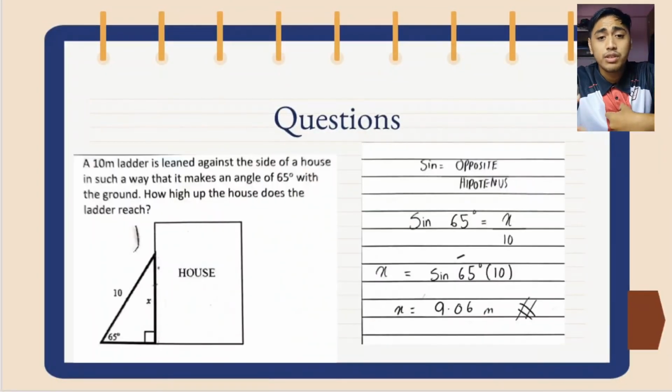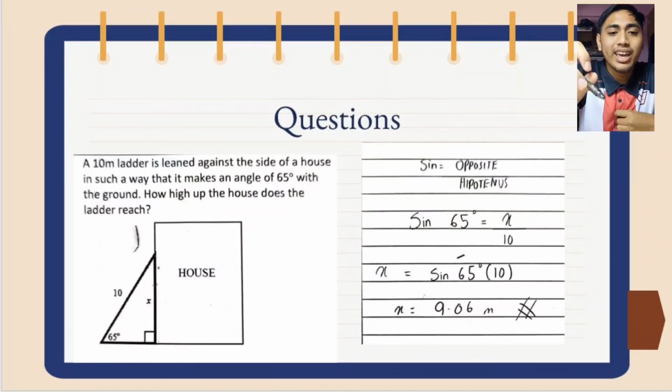So this is the last question of the trigonometry. A 10-meter ladder is leaned against the side of a house in such a way that it makes an angle of 65 degrees with the ground. How high up the house does the ladder reach? This question wants to find how high up the house the ladder reaches, and I will call it x. They already gave you the hypotenuse equal to 10, and the most important part is they gave you 65 degrees.